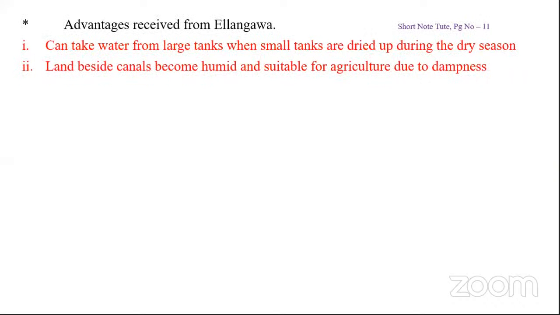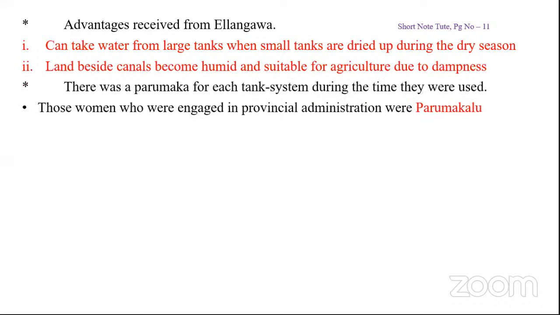Advantages received from the Elanga cascade of tanks: one can take water from large tanks when the small tanks dried up during the dry season, and land beside canals becomes humid and suitable for agriculture due to dampness. There was a Paramaka for each tank system. Out of all the village leaders, one person became the leader of this tank system, and he was known as Paramaka. Even women who did this provincial administration were known as Paramakalu.